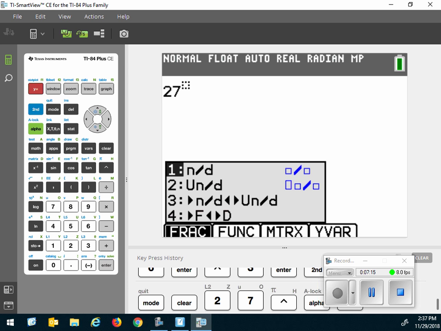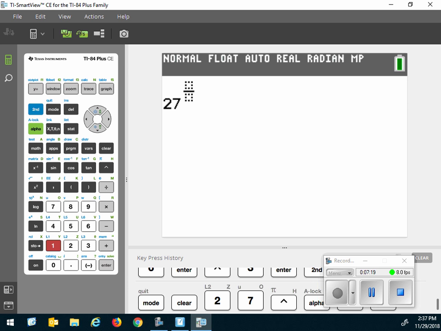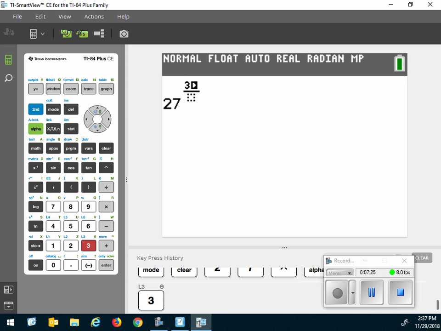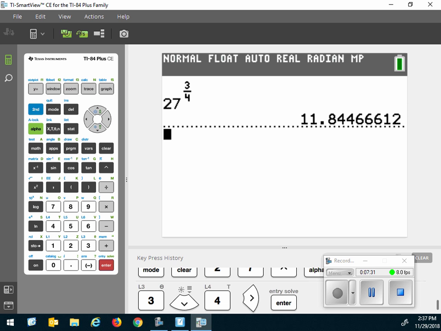Here's the way I want you to do it. Option 1 means fraction. And then, was it 3/4? 3, arrow down, 4, arrow right to get out of it.